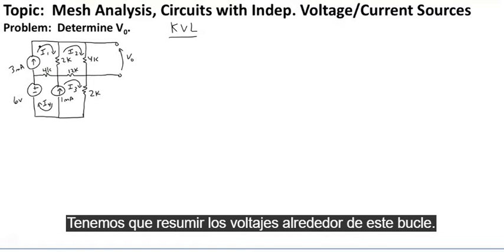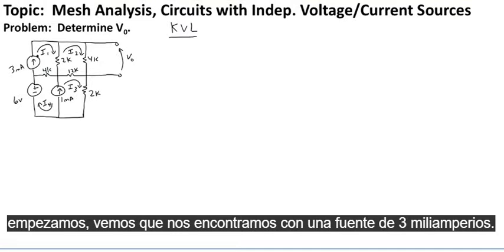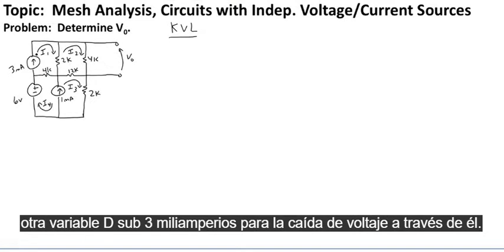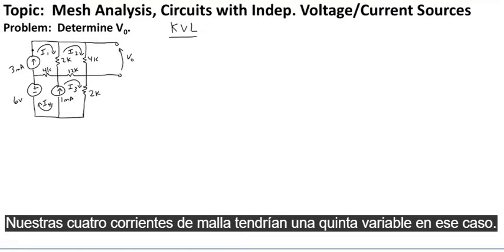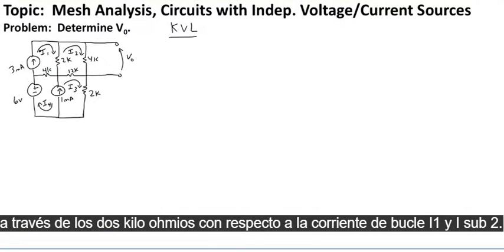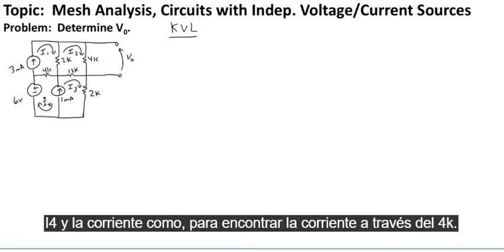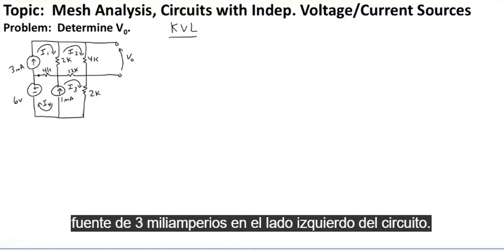We need to sum up the voltages around this loop. So if we start in the lower left-hand corner and we start up, we see that we run into a 3 milliamp source. We don't know what the voltage drop is across this, so we'd have to assign another variable, V sub 3 milliamps, for the voltage drop across it. So we'd add another variable in addition to our 4 mesh currents, we'd have a fifth variable in that case. And we could go on around and we can find the voltage drop across the 2 kilo ohm with respect to the loop currents I1 and I sub 2, and the 4K we could do the same using I1 and I4 to find the current through the 4K. But we have this problem with the 3 milliamp source on the left-hand side of the circuit.